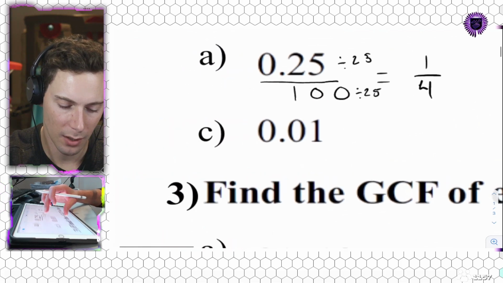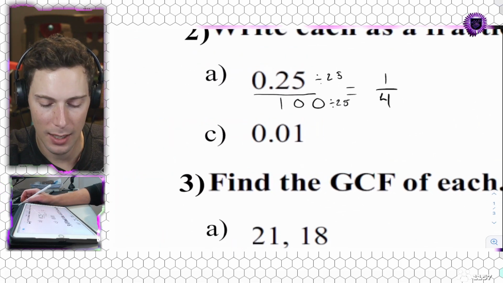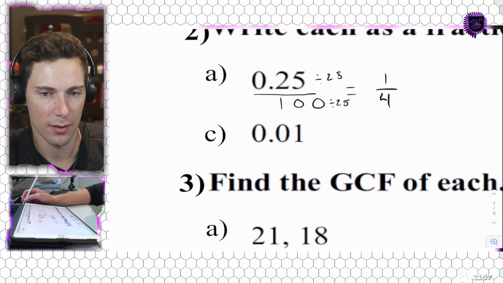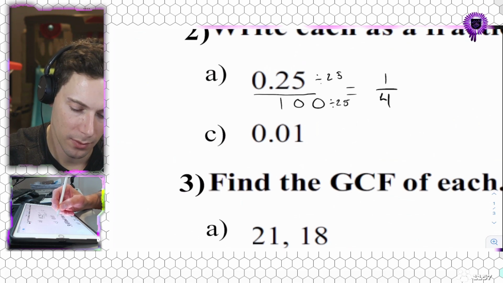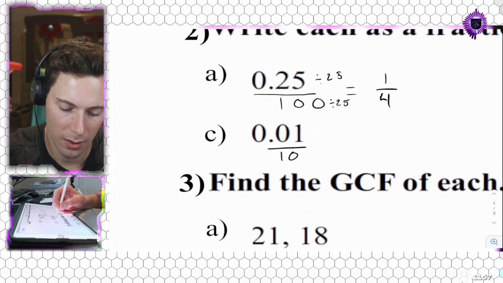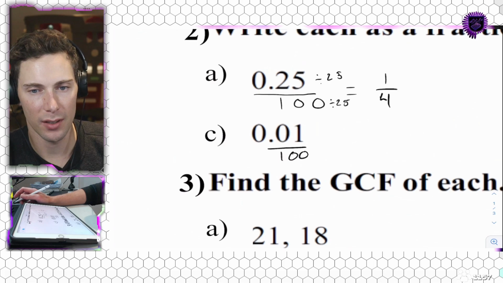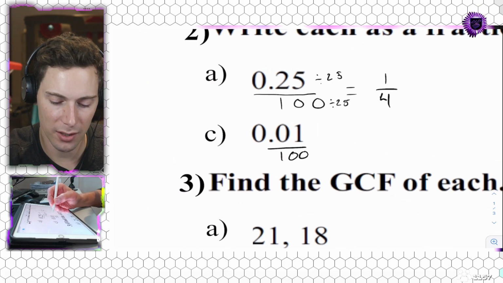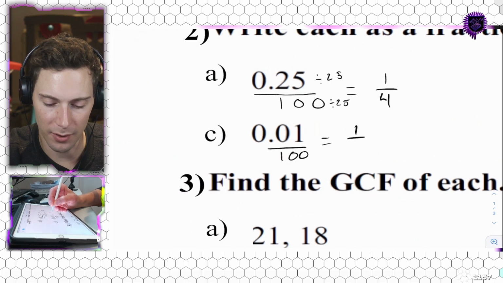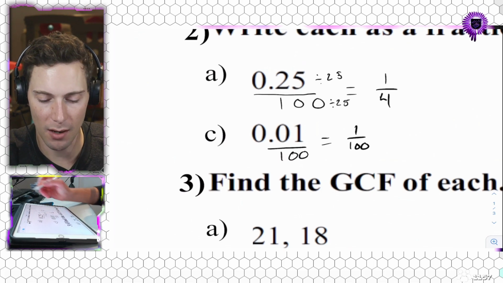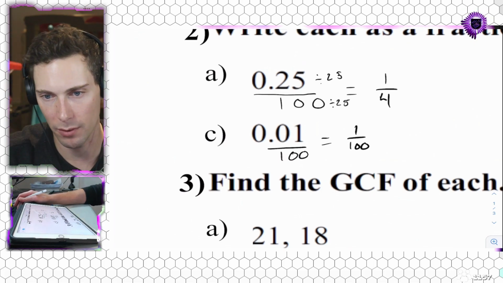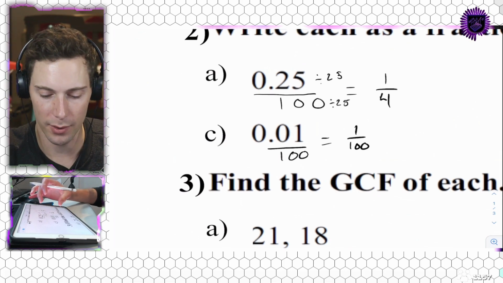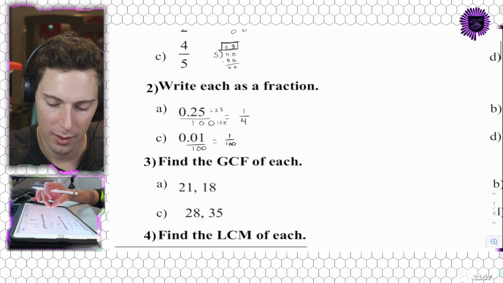Okay. Next one, C, 1/100th. So this is going to be 100. It's not 1/10. It's not 1,000ths. It's 100th. And that's actually as simple as it gets. You cannot divide that one further. It's just 1 over 100. 100th.